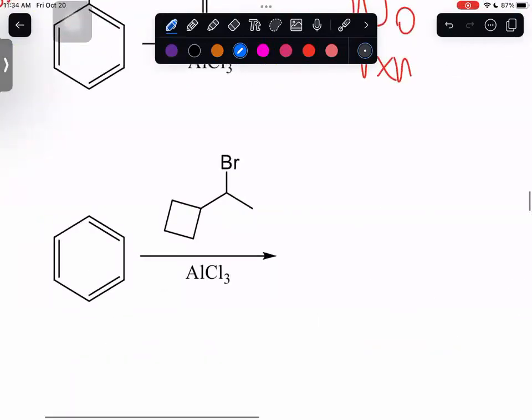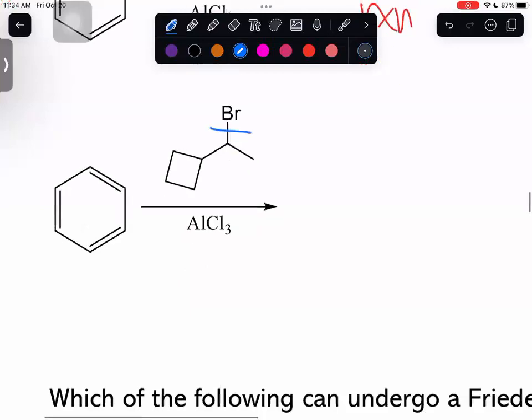So for this one, what kind of reaction are we doing? What's the name? Alkylation. It's an alkylation. So that's the special one. That's the one that can do rearrangement. So we know that bromine just goes away and we're left with the carbocation. Is that going to be the most stable carbocation? How can I make it better? Ring expansion. Ring expansion, exactly.